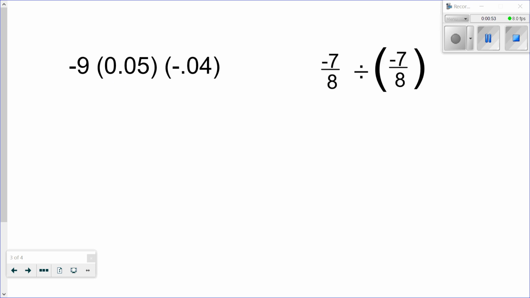Okay, so now that we have rational numbers and we see that we have more than two numbers in the problem, we would still follow the same rules. So first I'm going to look at -9 times 5/100. My signs are different, and if I use the smiley face method on the side, I have a negative and a positive, so my face is sad. The answer is going to be -45/100. Now I need to multiply it by the third number.